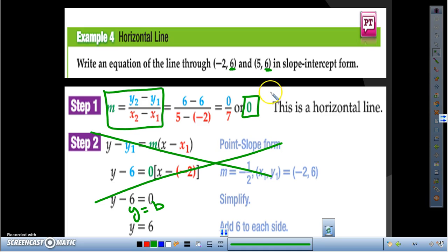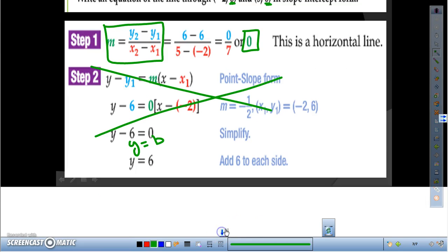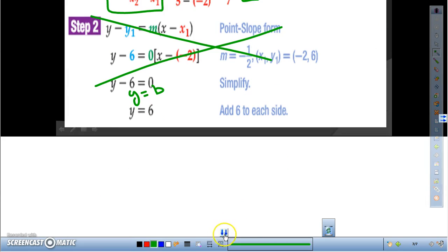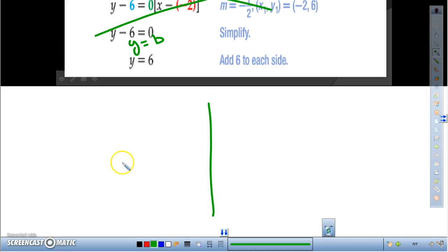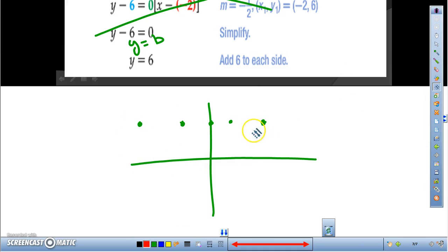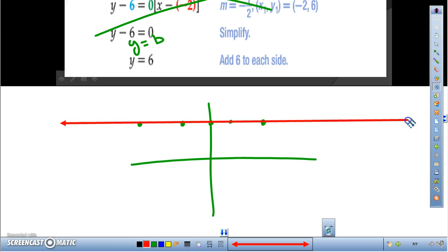And just because they didn't give you the intercept doesn't mean that you don't know where this line is going to be. Okay, every single point on a horizontal line is going to have the same y value because it never moves, right? So if I have a point at (2, 6) and a point at (5, 6), then I'm also going to have a point at (0, 6) and (-2, 6) and negative infinity, 6. Every point on the line has the same y value. So if you have one y value, then you've got them all.